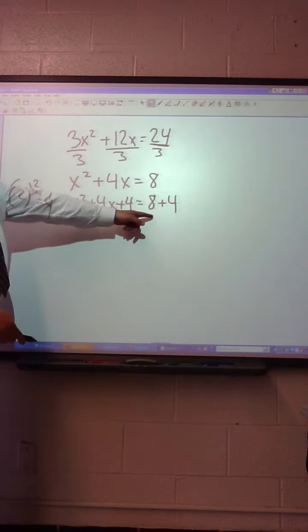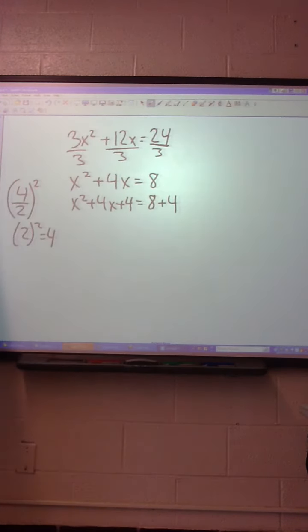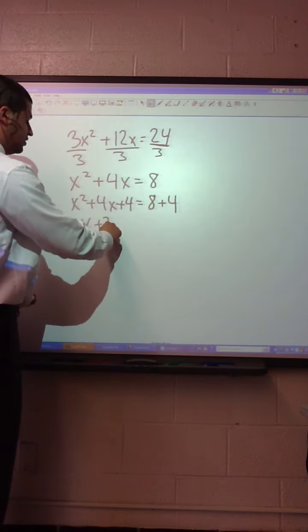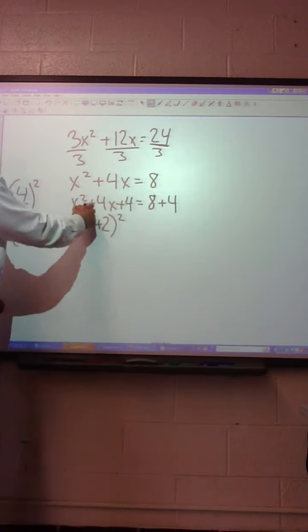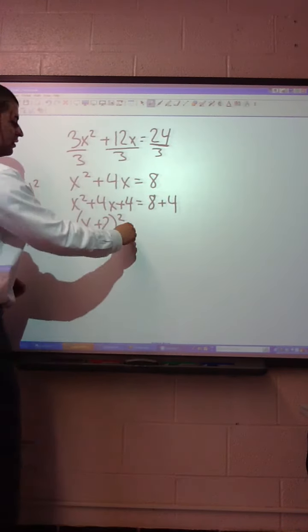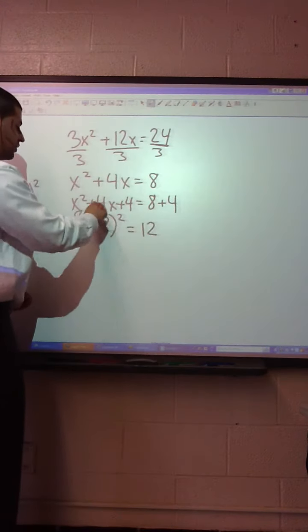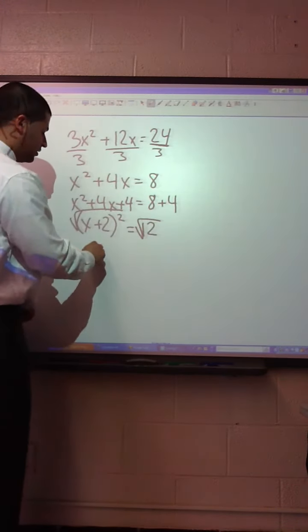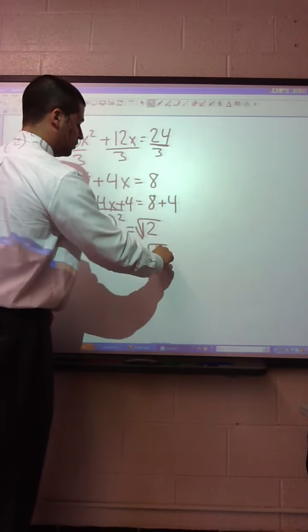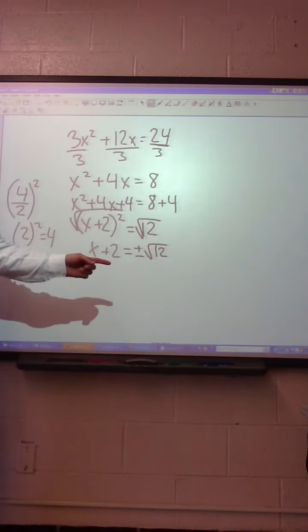This is a nice one because we're going to have to simplify a radical at the end. We're not going to have a perfect square. So we have x plus 2 squared when you simplify that perfect square trinomial, right? 2 is our b over 2, equals 12. Now we can take our square root, use the square root property. X plus 2 equals plus or minus radical 12, which we know we can take a perfect square out.